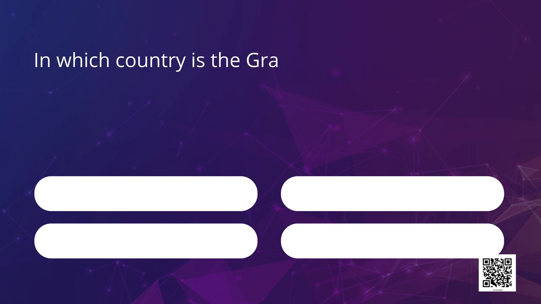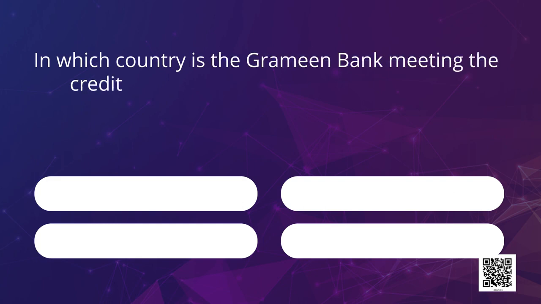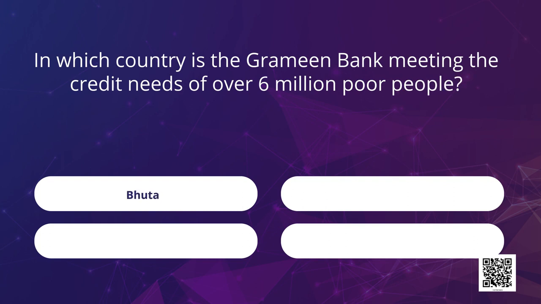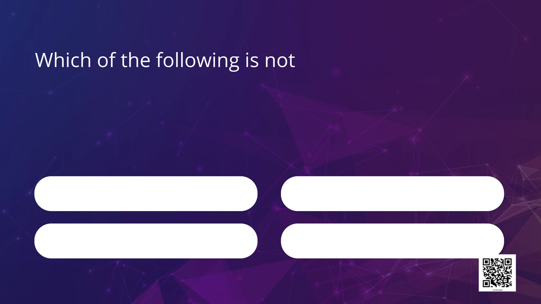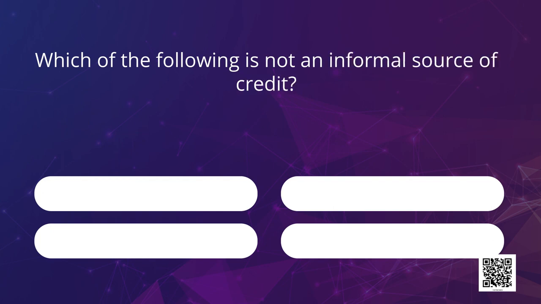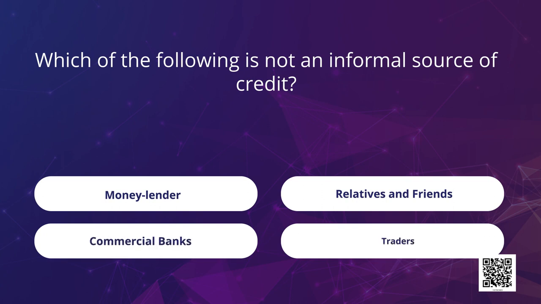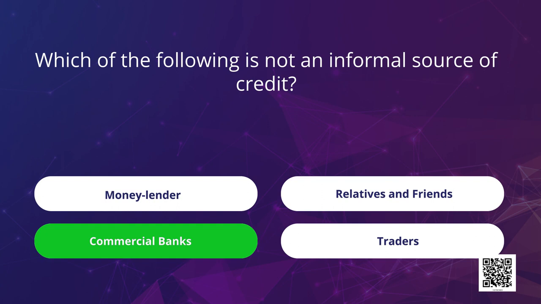In which country is the Grameen Bank meeting the credit needs of over 6 million poor people? Bhutan, Sri Lanka, Bangladesh or Nepal? Very right, it is Bangladesh. Which of the following is not an informal source of credit? Money lender, relative and friends, commercial banks or traders? Correct. Commercial banks are not an informal source of credit.